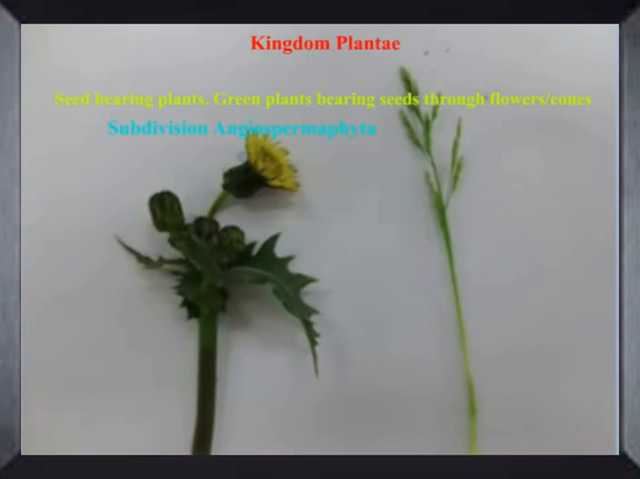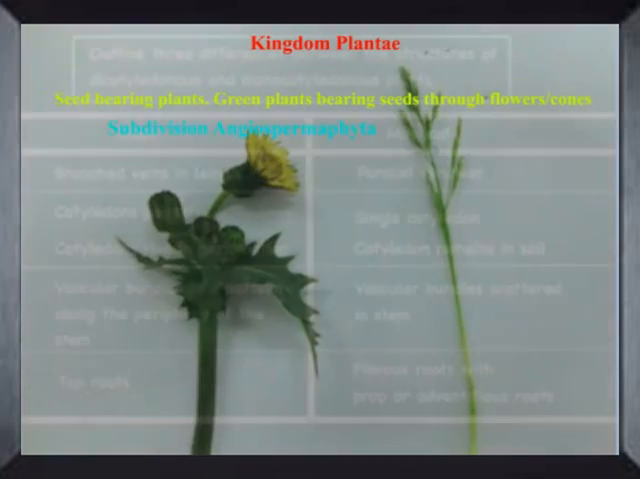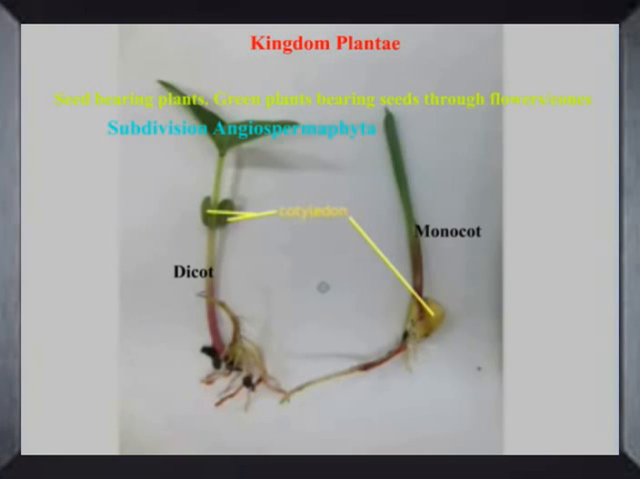But not all have bright flowers. Many have tiny flowers. The division Angiospermophyta is divided into classes Monocotyledonei and Dicotyledonei. The monocots and the dicots exhibit certain structural differences. The monocot seeds have one cotyledon, while the dicot seeds have two cotyledons.